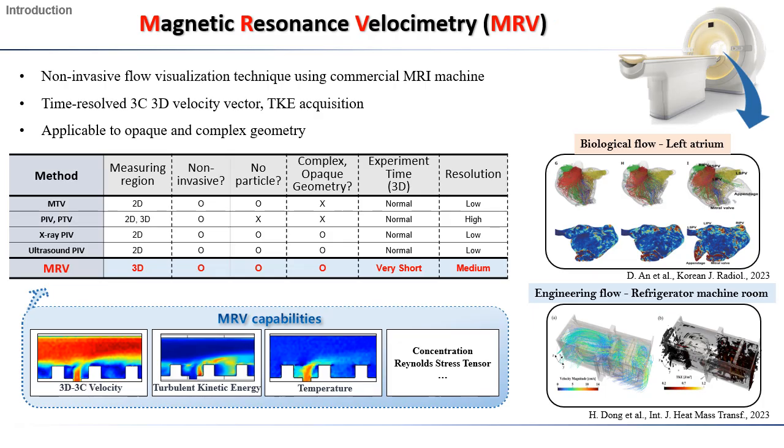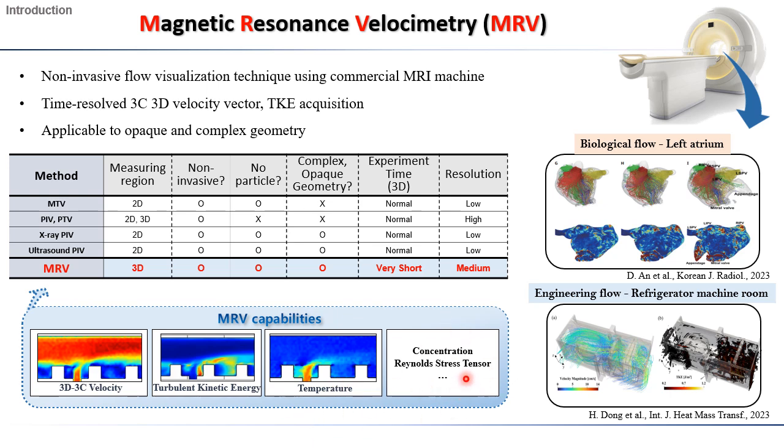First, I will give you a brief introduction to MRV. MRV is a flow visualization technique that uses a conventional MRI scanner. It measures in a 3D region, and it's a non-invasive technology that doesn't require tracing particles. Because MRV uses magnetic field signals for measurements, it's suitable for complex and opaque flow environments. Furthermore, MRV can measure a wide range of characteristics, including velocity, TKE, temperature, concentration, and Reynolds stress tensor.